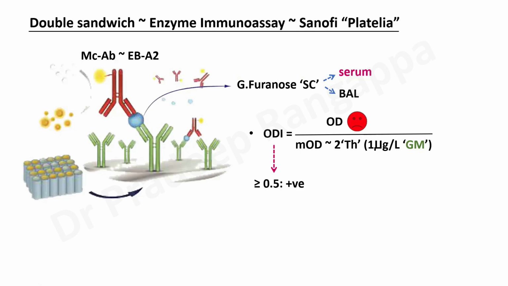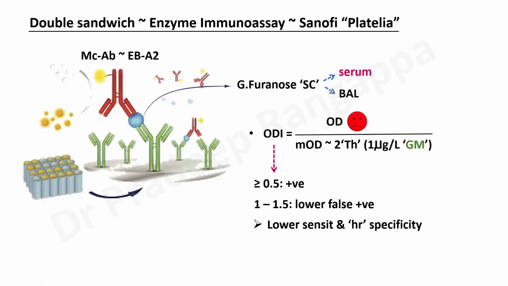More than or equal to 0.5 is considered positive for galactomannan. 1 to 1.5 is lower false positive. It means it gives lower sensitivity and higher specificity. So the FDA recommends more than 0.5 result of galactomannan in serum and BAL as positive. For BAL, higher levels of galactomannan can be considered positive, like more than or equal to 1 is considered positive for BAL. But for serum, more than 0.5 is considered positive for galactomannan.